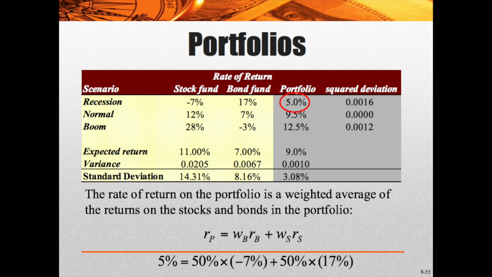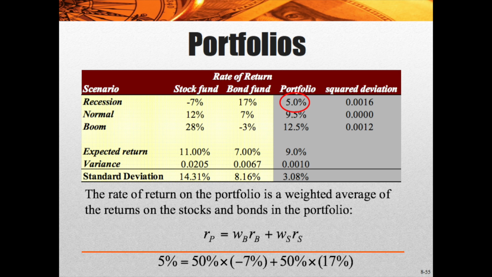Now easily we could do the recession, which is negative 7% for stocks. Half of that is negative 3.5. And the 17%, half of that is 8.5. And negative 3.5 plus 8.5 equals 5% on the portfolio. Negative 3.5 plus 8.5 is positive 5%. So that's the return on the portfolio.